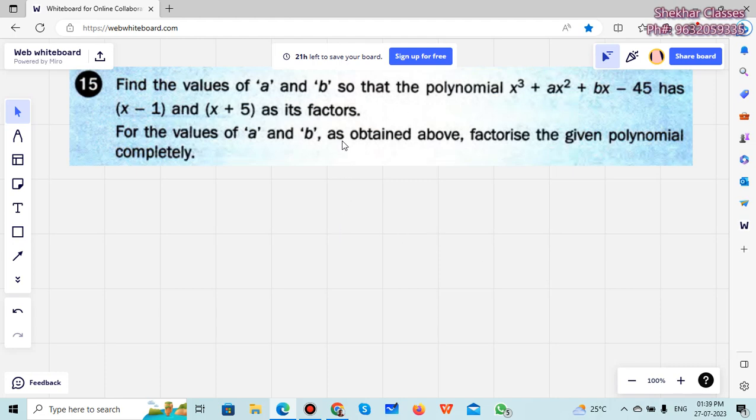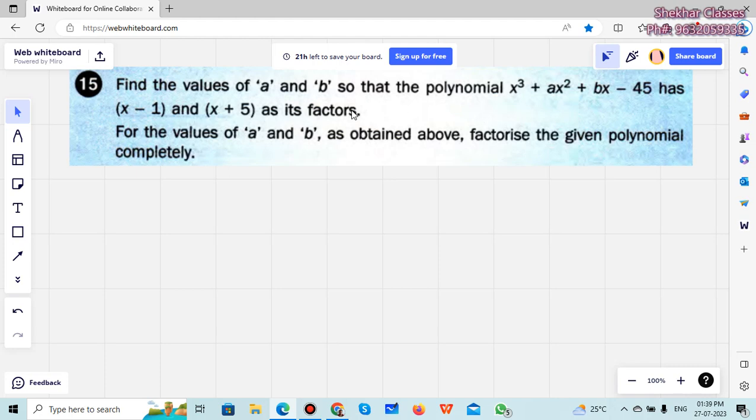Find the value of a and b so that the polynomial x cube plus ax square plus bx minus 45 has x minus 1 and x plus 5 as its factors. So basically it is the other way of saying that x minus 1 is a factor of this polynomial and x plus 5 is a factor.